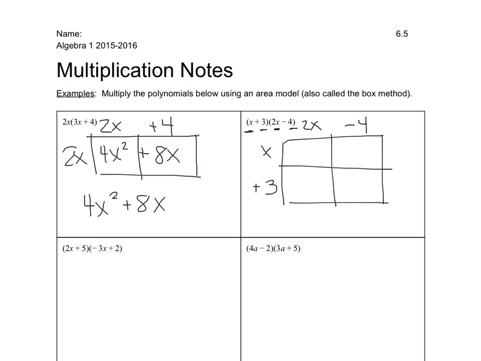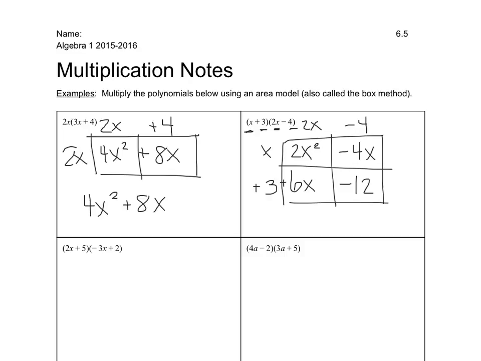And now we're just going to multiply each box. So I have x times 2x, that's 2x squared. X times minus 4 is minus 4x. 3 times 2x, that's 6x. 3 times negative 4, that's negative 12. And I'm going to put a plus by the 6x so I remember it's positive.